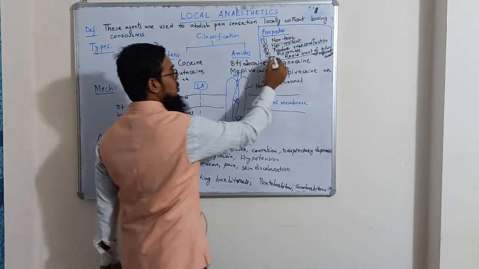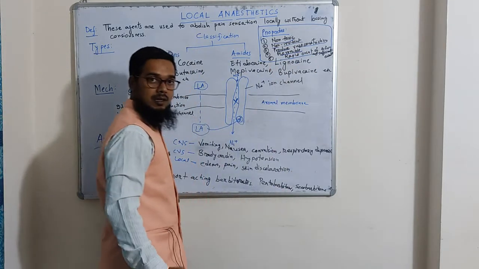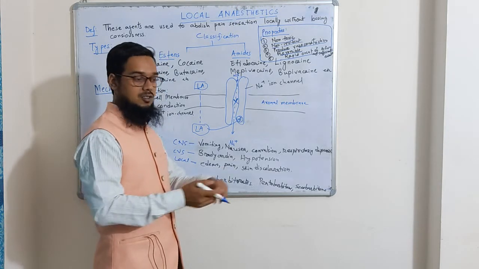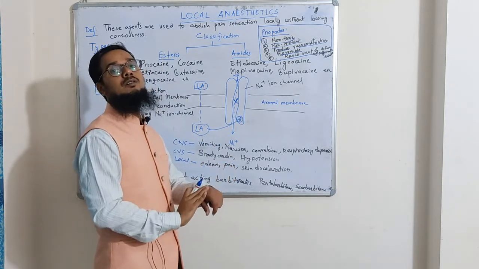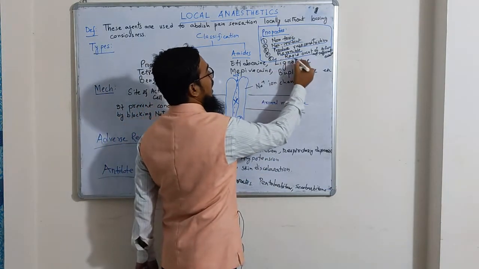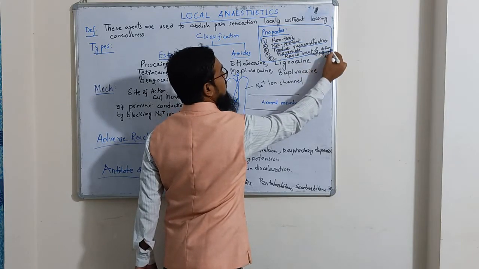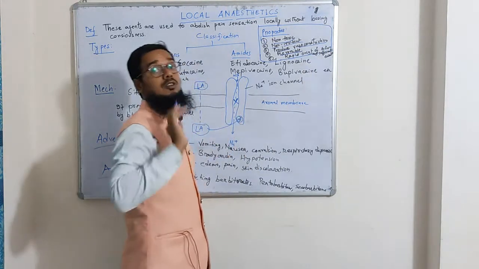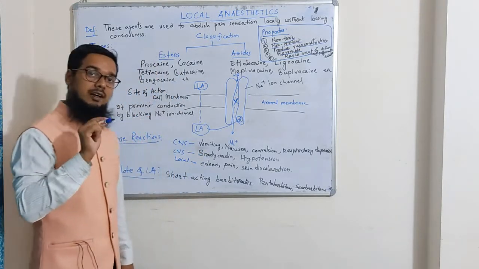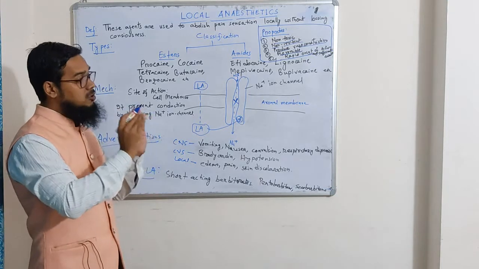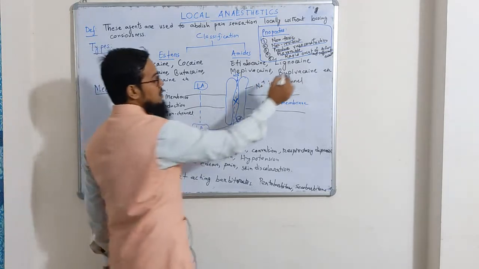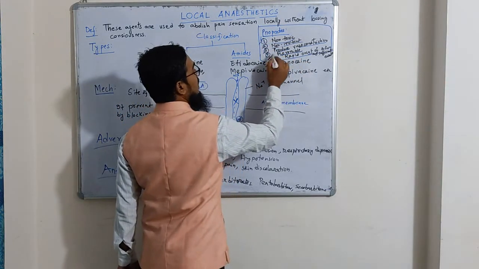It should produce reversible action. A local anesthetic should produce reversible loss of sensation. After some time, pain sensation should come back again, and it should have rapid onset of action and sufficient duration of action. Rapid onset means it should produce the action very fast, and the action should last a sufficient time. These are the five properties of local anesthetics.